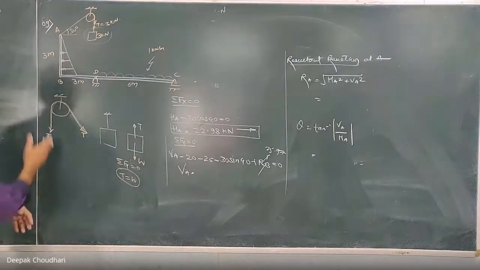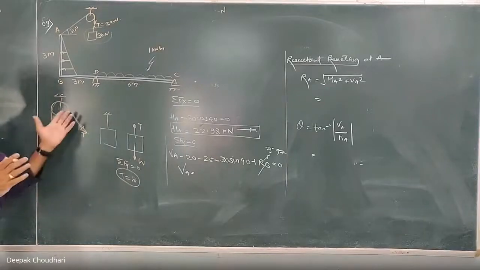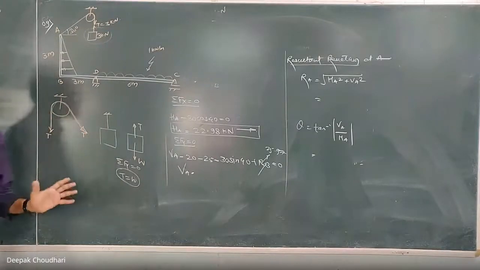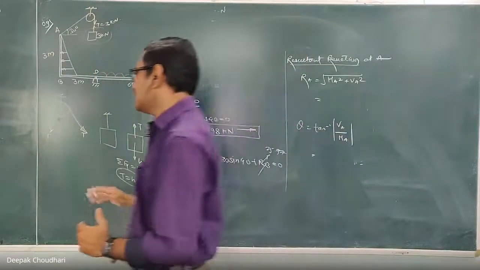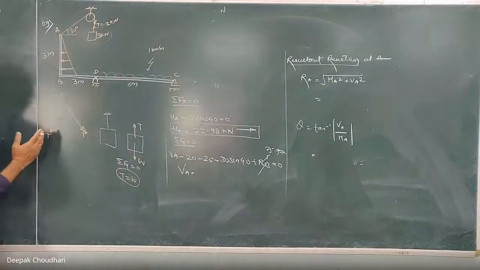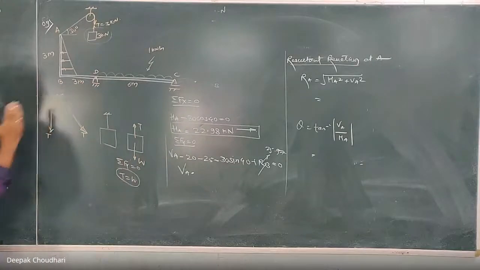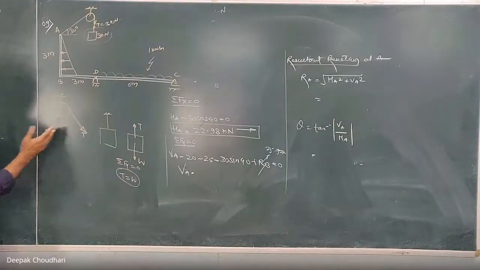Even with friction present, you have to assume that the pulley is frictionless, because belt friction or pulley friction is not in your syllabus. If the pulley is frictionless, the tension on either side will be the same. If there is friction between the belt and the pulley, the tension won't be equal.